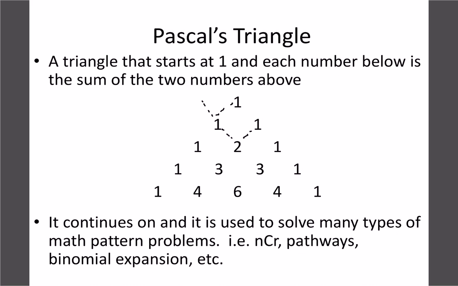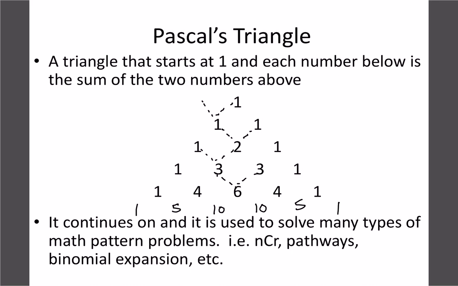So the 1 and 1 would give us 2, 1 and 2 gives us 3, 3 and 3 gives you 6, and so on. So you get 1s going down the sides, and then the middle numbers add up. So we could do another row if we wanted to. We could continue this triangle as many times as we want. So we'd have 1, 5, 10, 10, 5, 1 would be the next row. We could do another row. It would be 1, 6, 15, 20, 15, 6, and 1, and so on.